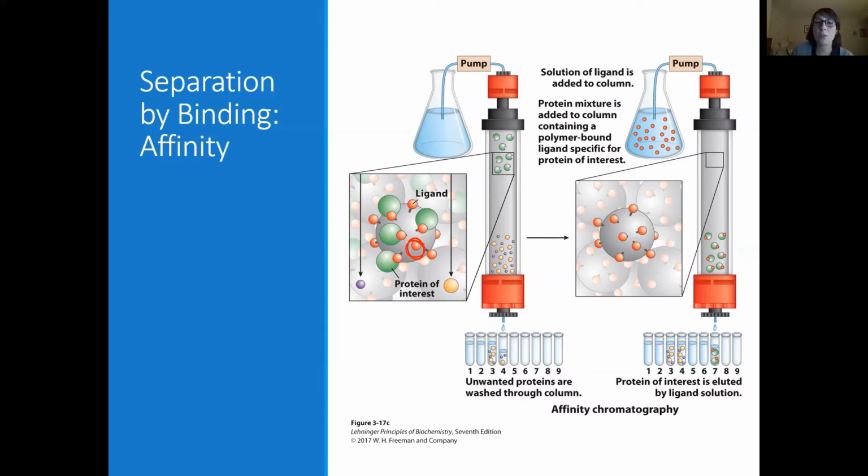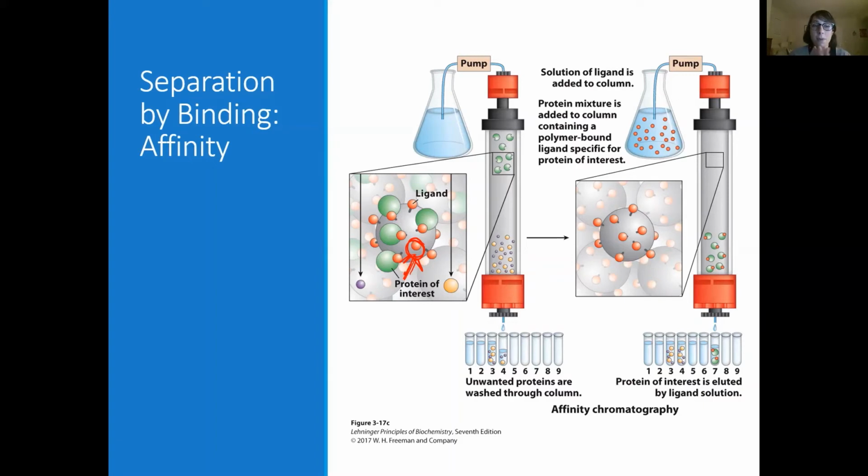But again, the general principle here is that you load the column with beads that have some type of special ligand of interest, some type of molecule of interest that the protein is known to bind. The protein will then bind these particular molecules, and all the other mixture will wash through. Well, now you have protein that is stuck on your column. It's actually stuck and bound to those ligands of interest.